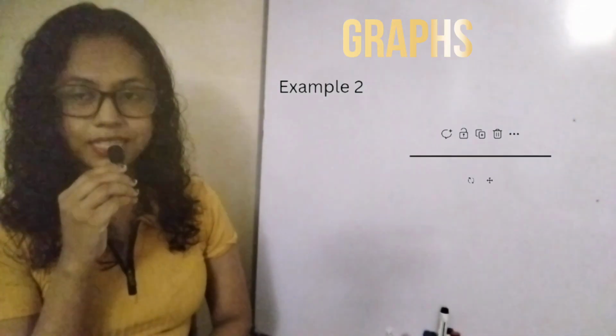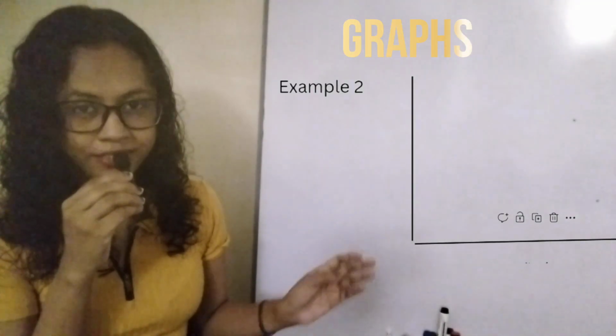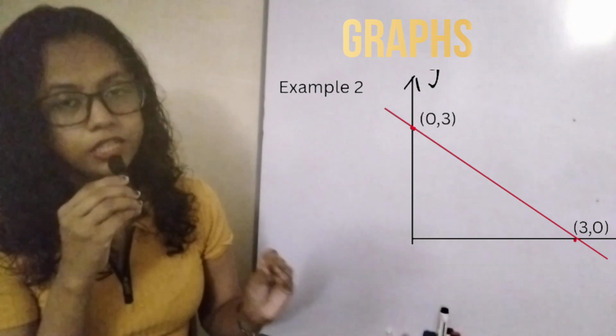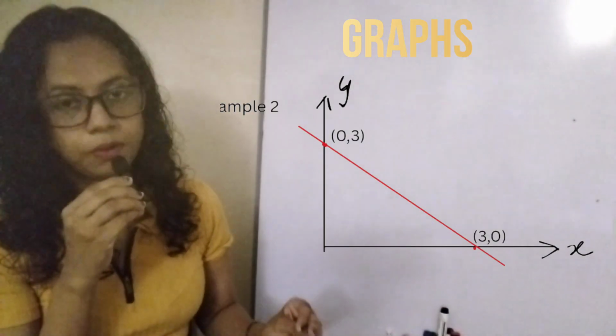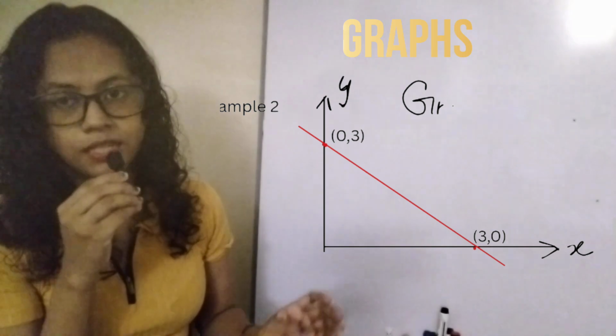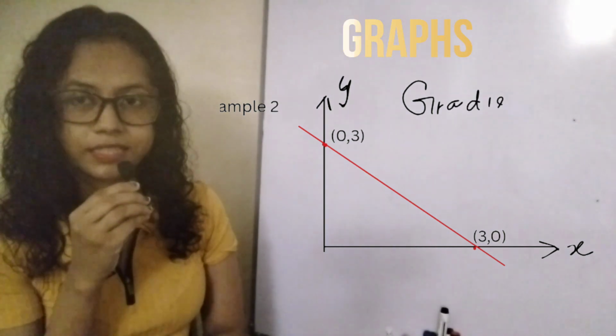Now let's move on to the second example. In the second example, we have been given a graph. Right? This is the graph. Find any 2 points. I'll choose the points 0, 3 and 3, 0. Now let's find the gradient.